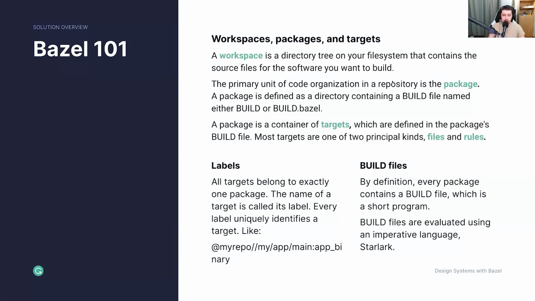Labels: all targets belong to exactly one package. The name of a target is called its label. Every label uniquely identifies a target, like this path where you can specify the toolchain, the path to your package, and then the label. And yeah, build files. By definition, every package contains a build file, which is a short program. Build files are evaluated using an imperative language called Starlark, but to be honest, it's just Python version 2 syntax, nothing fancy there.